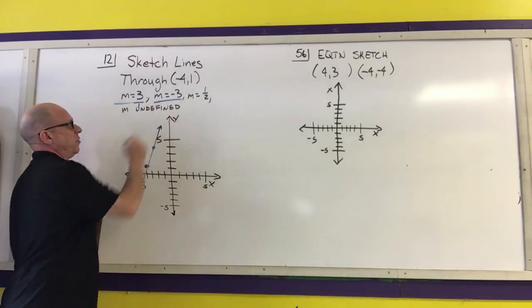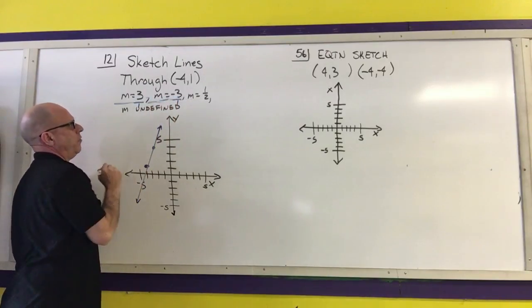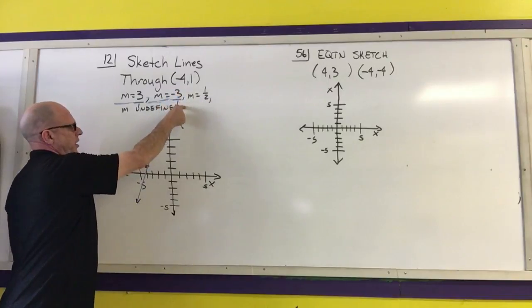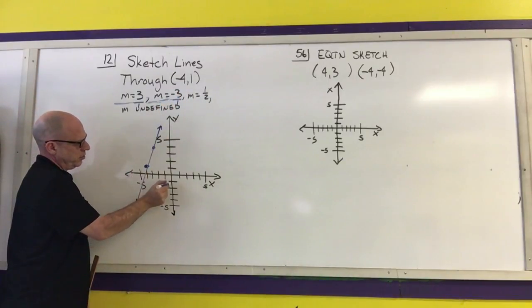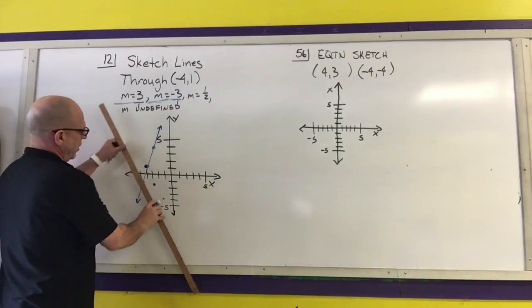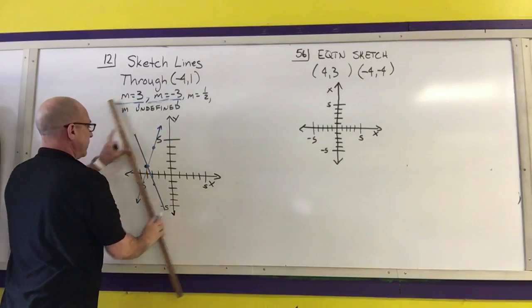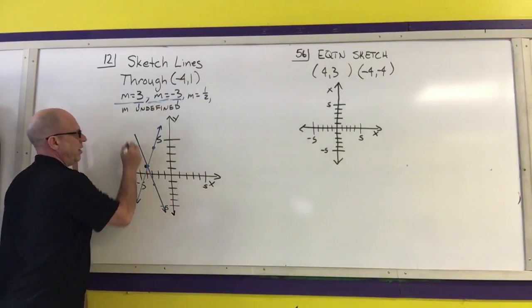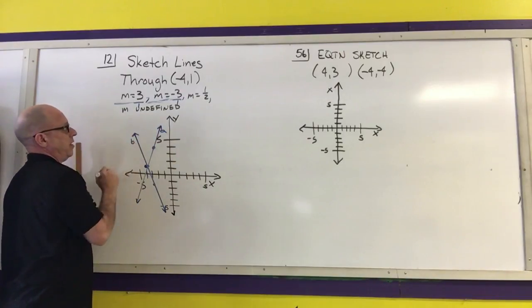The next one, a slope of -3. Slope of -3 is -3 over 1, which means down 3 and 1 to the right. So I'm going to go down 3, 1, 2, 3, and 1 to the right. And I will get the second line. And to help out, you may want to put A next to that one, B next to that one.